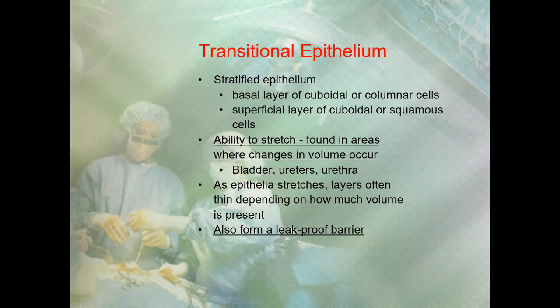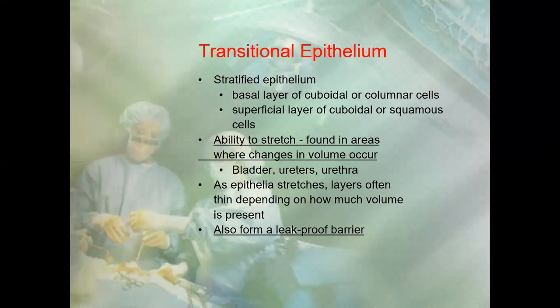This is going to be stratified, the transitional is, and where we see this is in areas that need to have a lot of stretch. So we see this in the stomach, the bladder, the uterus, anywhere that needs to be able to stretch without breaking. Specifically the bladder and the stomach, because we get thinner and thinner walls as we get bigger and bigger, and we really don't want stuff like stomach acid and urine leaking out into my abdominal cavity. That's kind of the opposite of what we would want anatomically. And so it forms a leak-proof barrier.